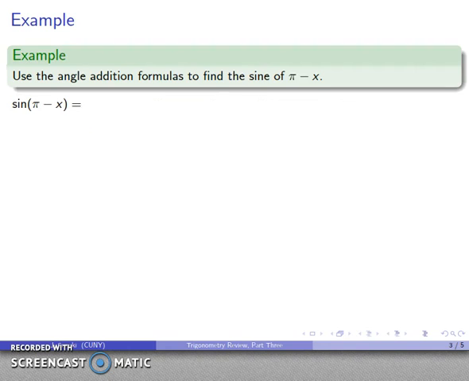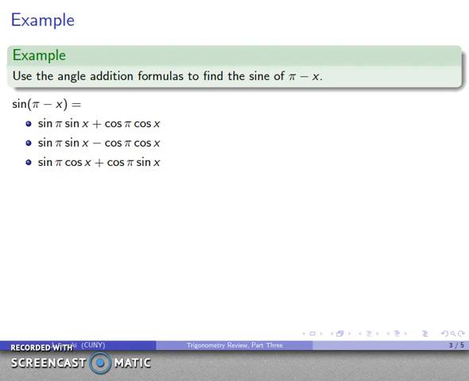So I know the sine of pi minus x, well, that is the sine of a difference of two angles. That's going to be the sine, maybe it's minus. Or do I do sine, cosine, and I don't remember which one it is. So what we can do is remember what the angle addition formula is, because we already know what the answer is supposed to be. If a formula doesn't give us the right answer, we know that formula is going to be wrong. So let's take a look at this.